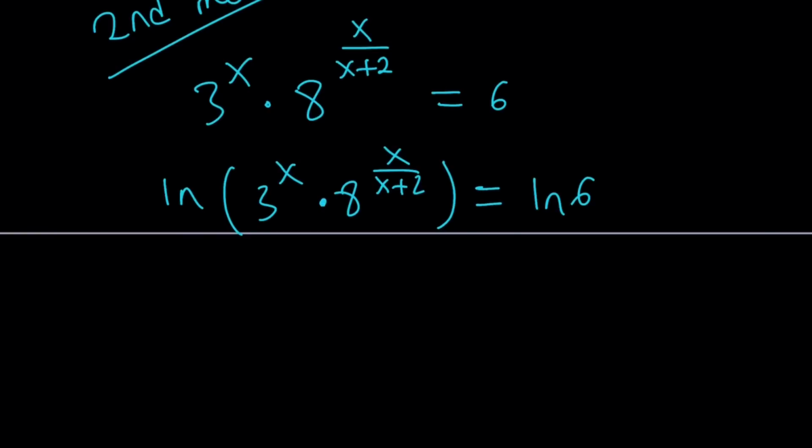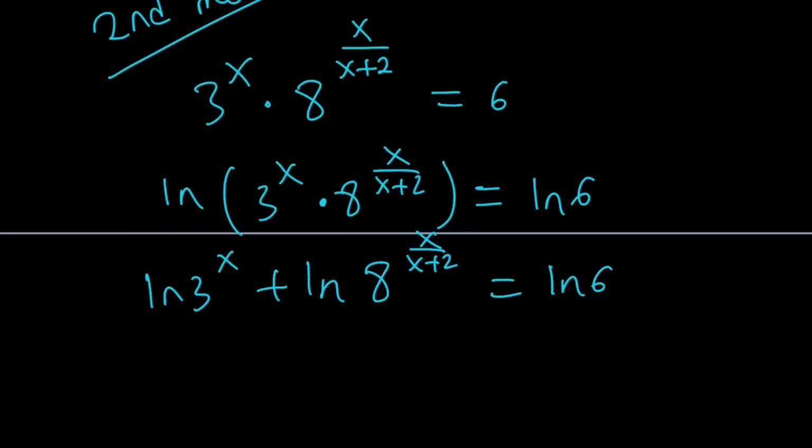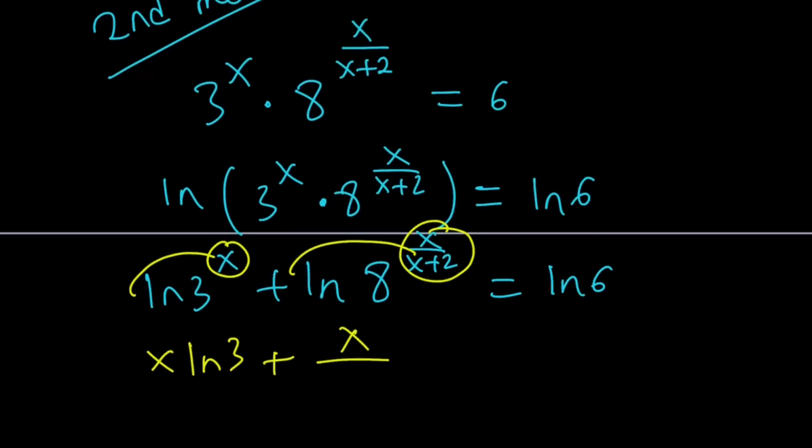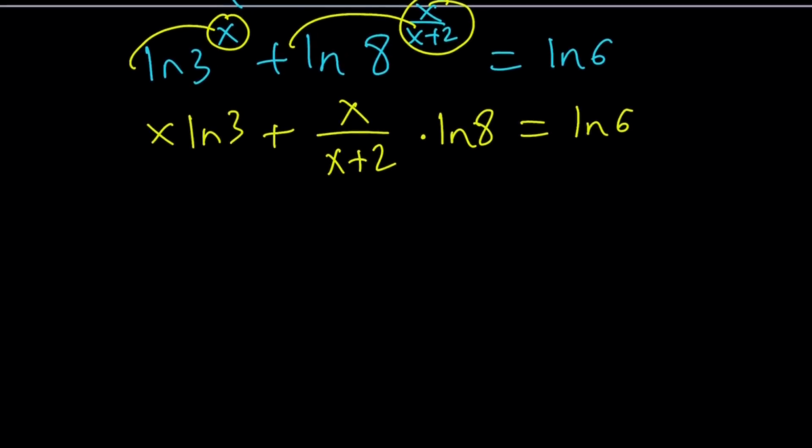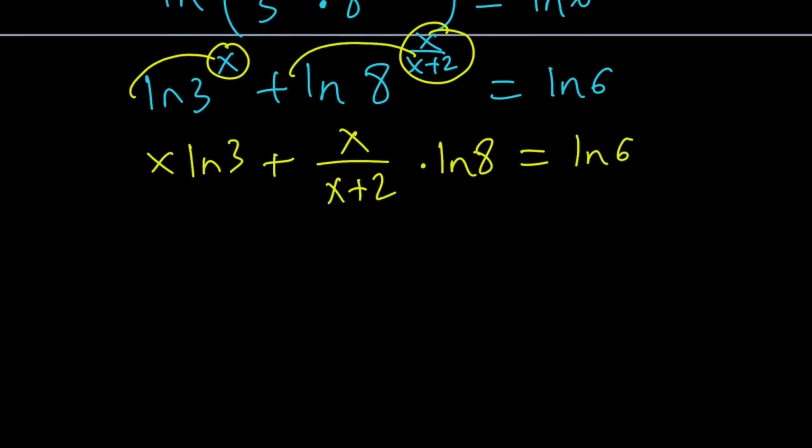So now we have a product, and the ln of a product can be written as a sum of 2 ln's, like this. And then we can use the power property. The power property basically tells us that we can move these exponents to the front. Let's do it. That's going to give us x ln 3 plus x over x plus 2 times ln 8 equals ln 6. Awesome. So now we have an interesting equation with x's and ln's, and our goal is to solve for x.